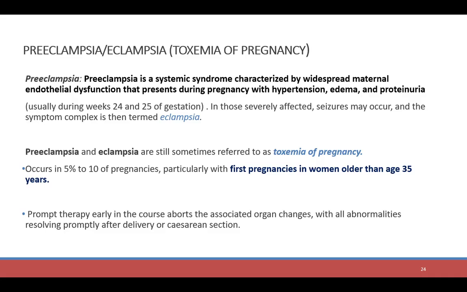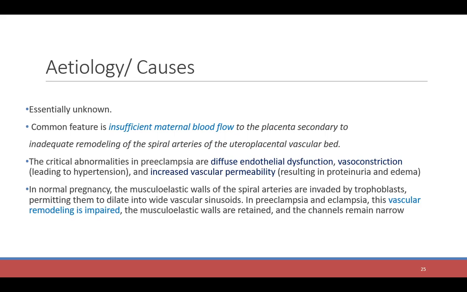It's a really high incidence, mainly with the first pregnancy and age older than 35. So a risk factor for eclampsia and preeclampsia is age above 35, first-time pregnant. So hypertension, edema, proteinuria: preeclampsia. If we add the seizure, now we have toxemia of pregnancy. Prompt therapy is so important to avoid the consequences of preeclampsia.